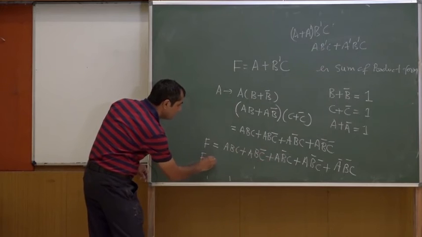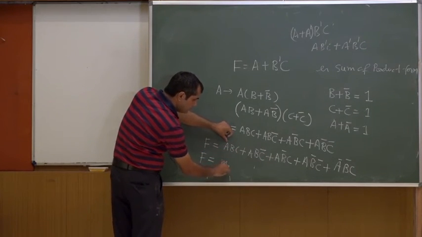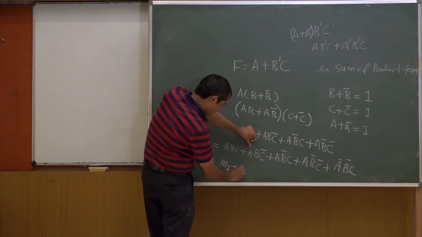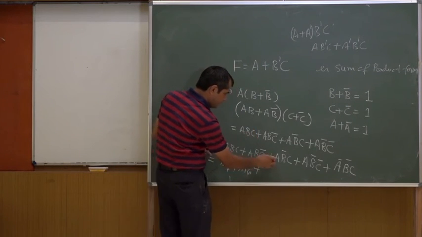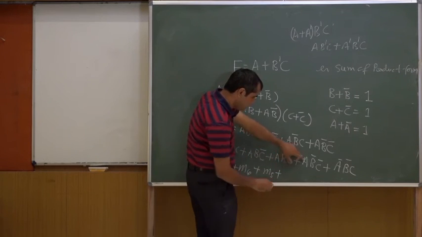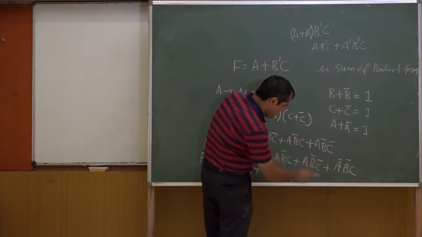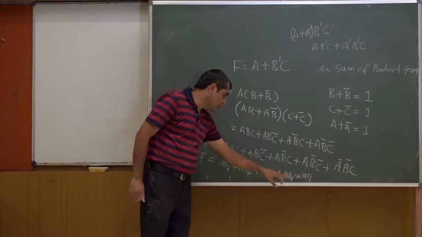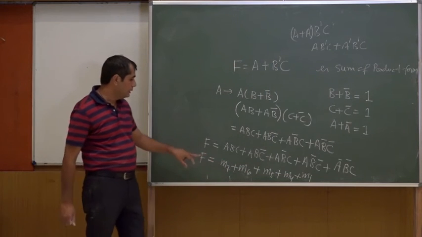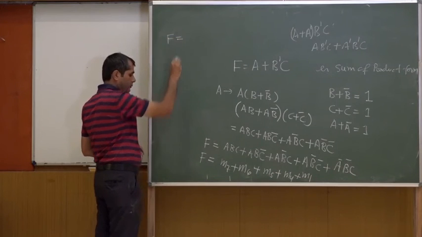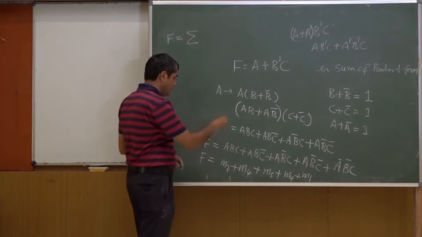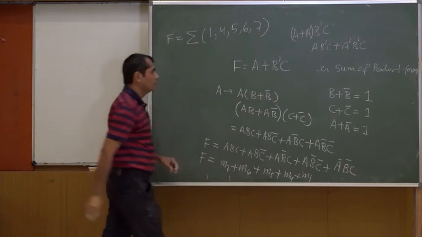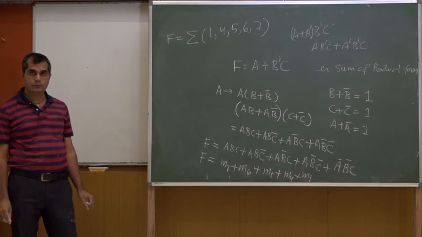So finally, f is written. F is nothing but, this is our m7 plus this is our m6 plus m5 plus m4 plus m1. So the tradition is to write in reverse manner, m1 plus m4 plus m5 plus m6 plus m7. And I can also write in a different form, that is f equal to summation of 1, 4, 5, 6, 7. Is it clear?